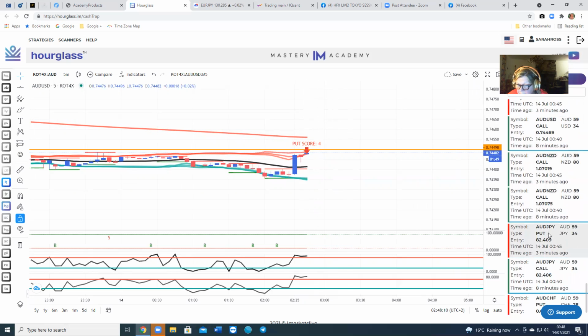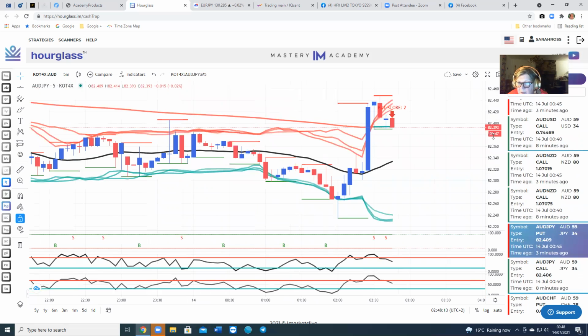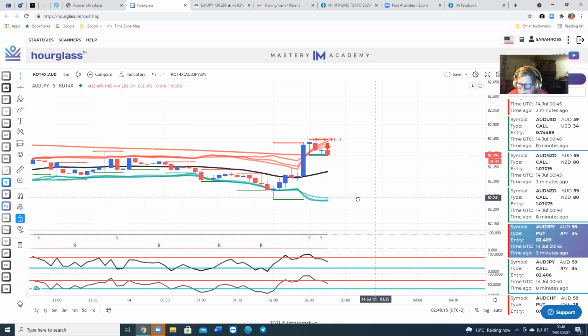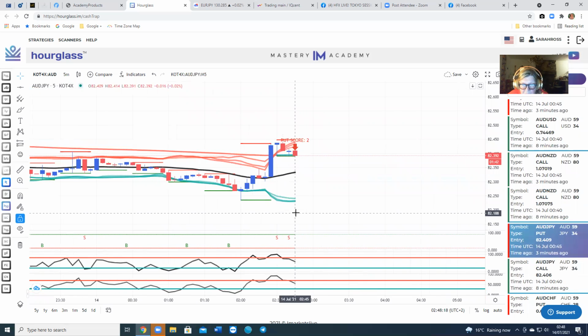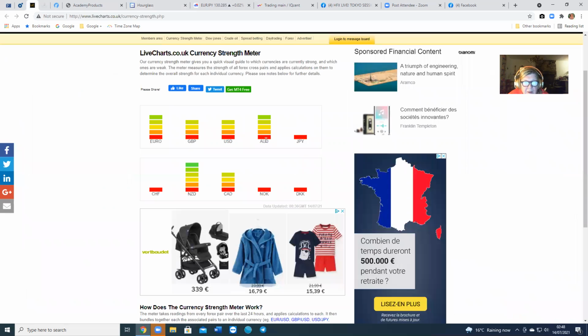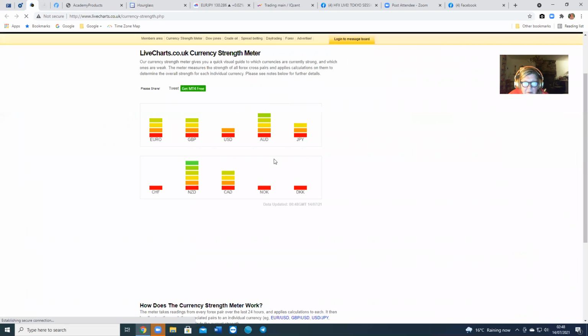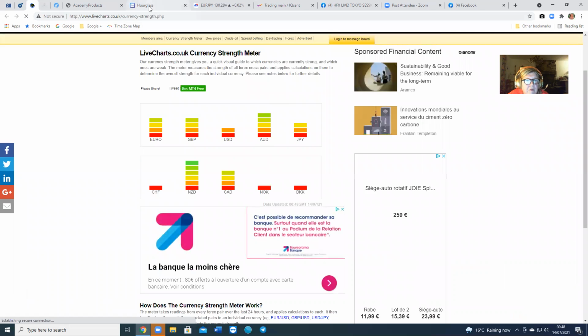AUD/JPY 59 to 34. So we want to take calls on this. We've got to come back to that line of resistance at 39, line of support at 393, and the moving average. So if it holds that level, take a call on that. That looks good. That still looks good.